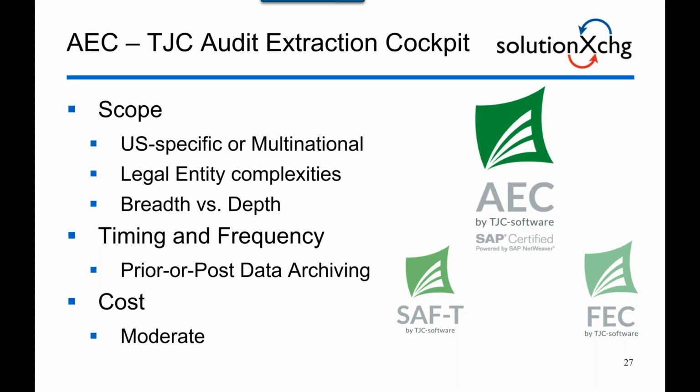The audit extraction cockpit from TJC, again, scope is similar to Dart in the sense that it can be US or multinational or both. It's designed to be across the board. It can deal with the complexity of multiple legal entities, and its primary strength is that it is archive enabled, meaning it can see online content and archive content at the same time without any extra coding or extra effort required. So the timing of when the extracts are run is not bound to be in advance. It can be on demand, and also by virtue of being on demand, it can also be much smaller and targeted to very specific data sets.